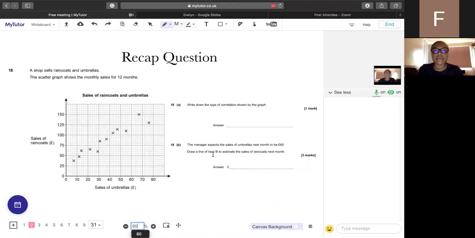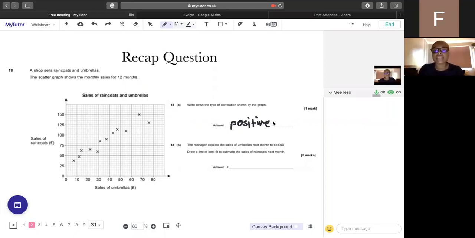Since our points, if we were to draw a line, it would be increasing, not decreasing. So this would be a positive correlation. There we go. So we've got a positive correlation for this one here. I can write positive quickly. Yep. So it's enough to write positive. If you wanted to, you could write strong positive.